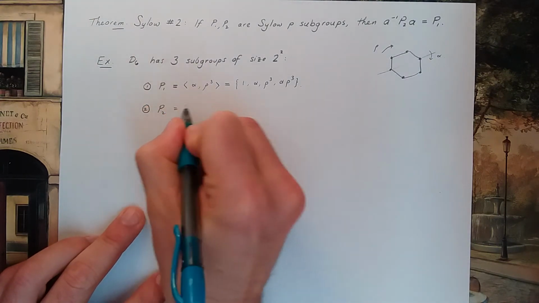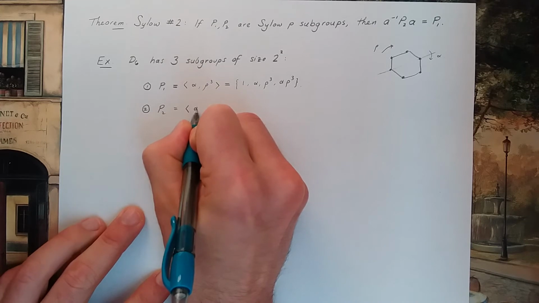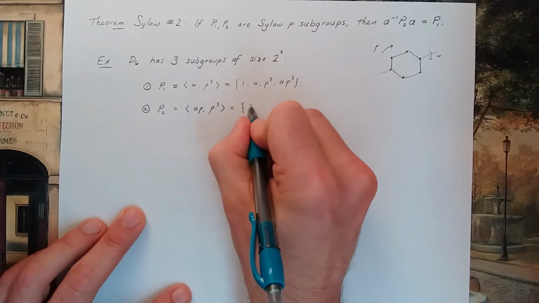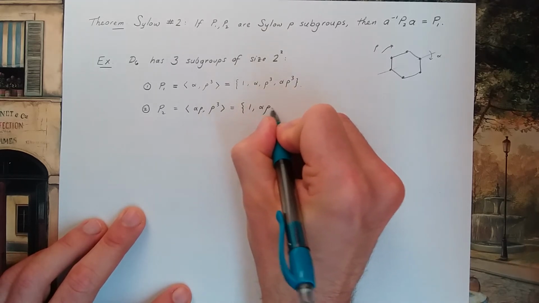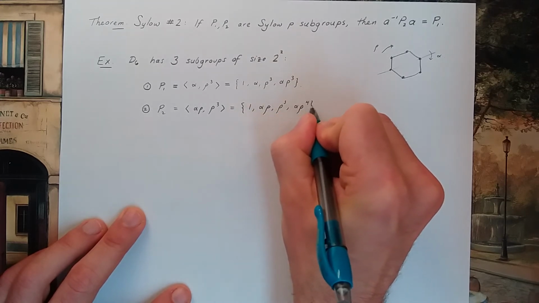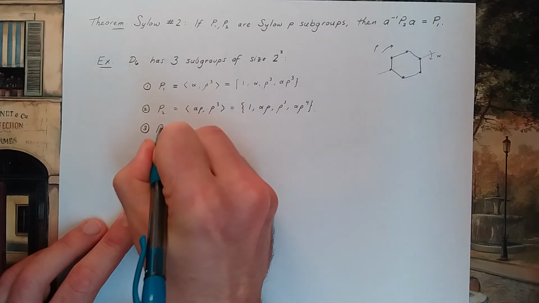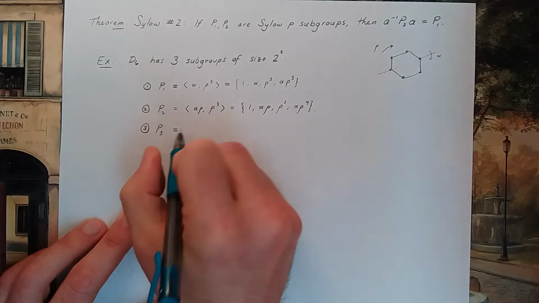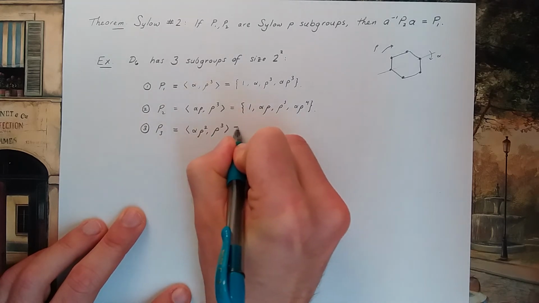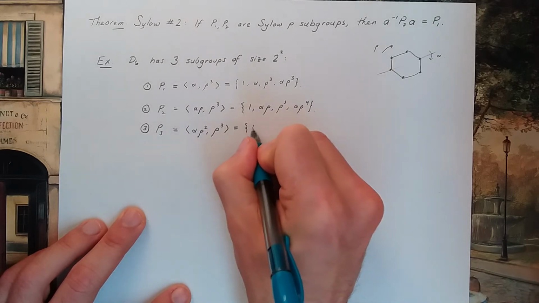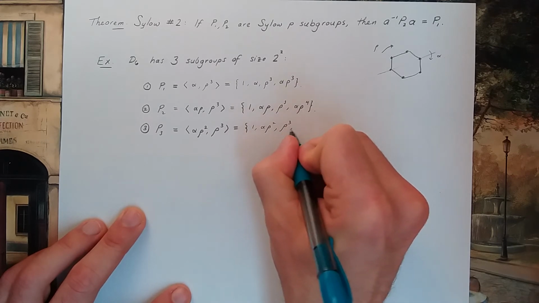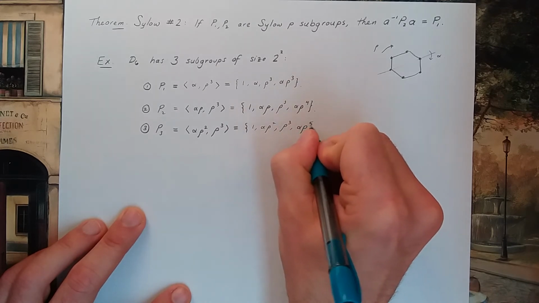There's P2, generated by alpha rho and rho cubed. This is the subgroup containing 1, alpha rho, rho cubed, and alpha rho to the 4th. And lastly, there's P3, generated by alpha rho squared and rho cubed. This is 1, alpha rho squared, rho cubed, and alpha rho to the 5th.